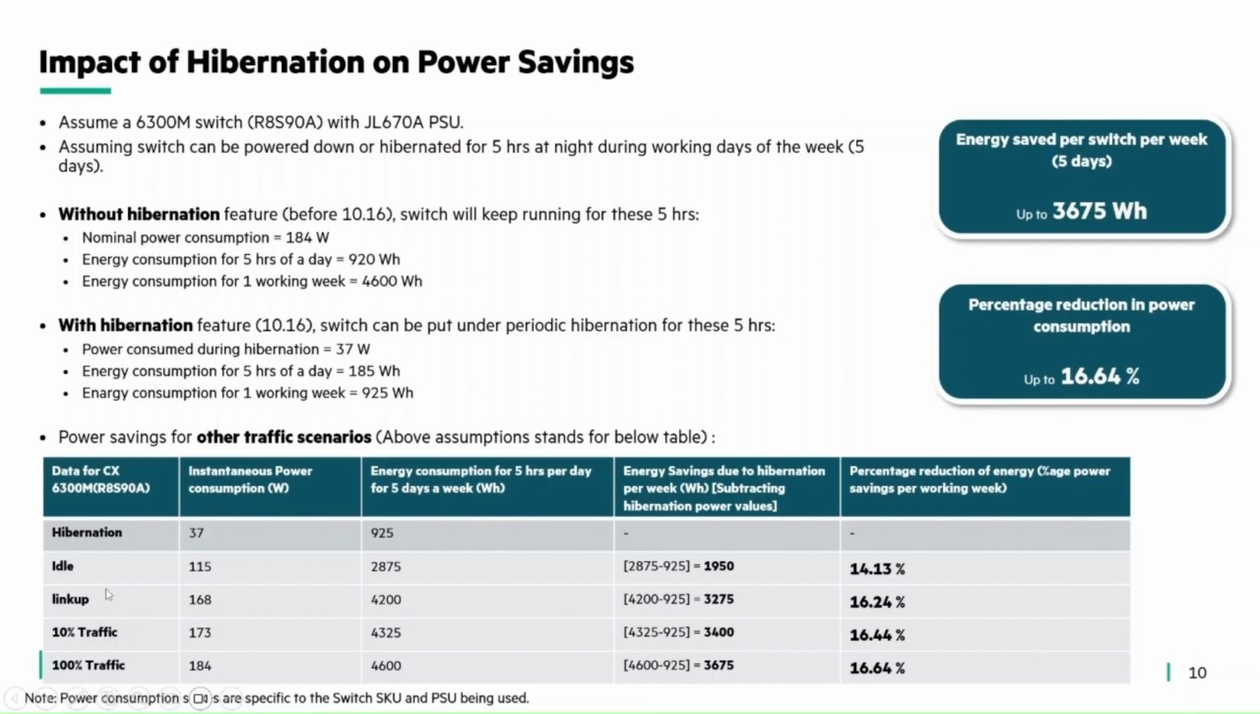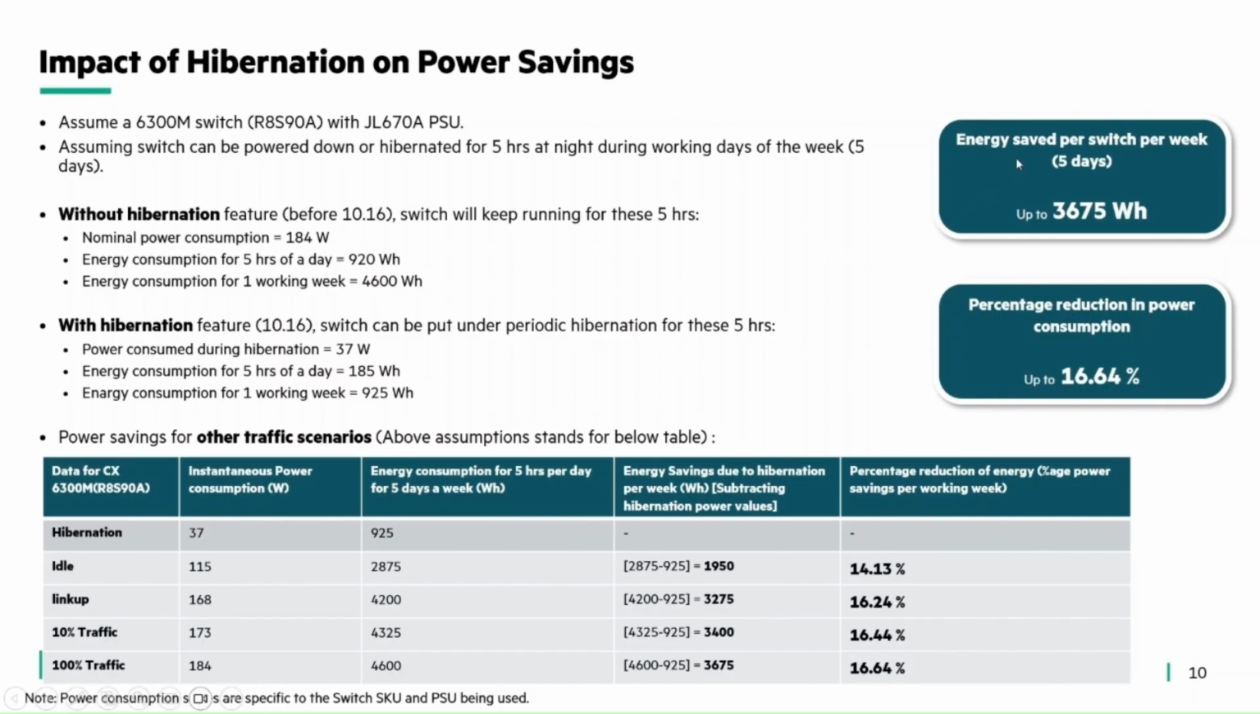If we consider the idle state and compare it with the hibernation mode, you can see there is a 14.13 percent reduction of energy. This is the percentage of power saving per working week. So you can see 14.13 percent for one particular switch, and the same calculation is carried out for link up, 10% of the traffic and 100% of the traffic, and you can see 16.24, 16.44 and 16.64 respectively.